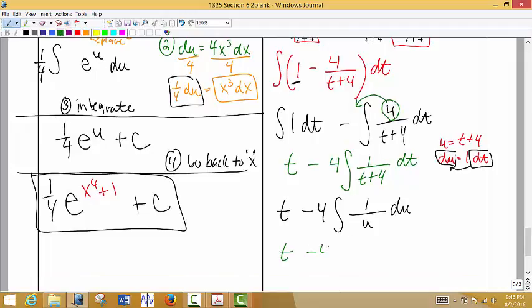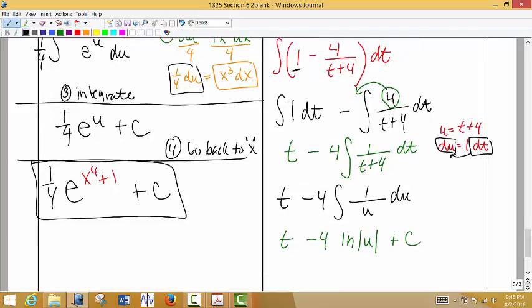So I get t minus 4. We're going to integrate 1 over u, which we said was ln of u. Add in our constant of integration. And now the last thing that I'm going to do is write everything in terms of t. So we're going to replace u with t plus 4.